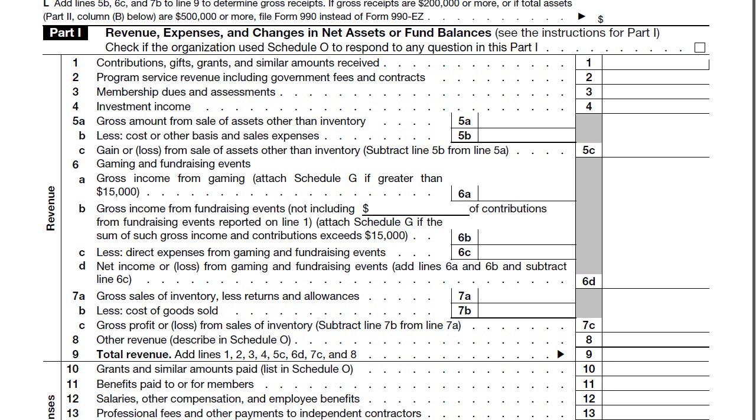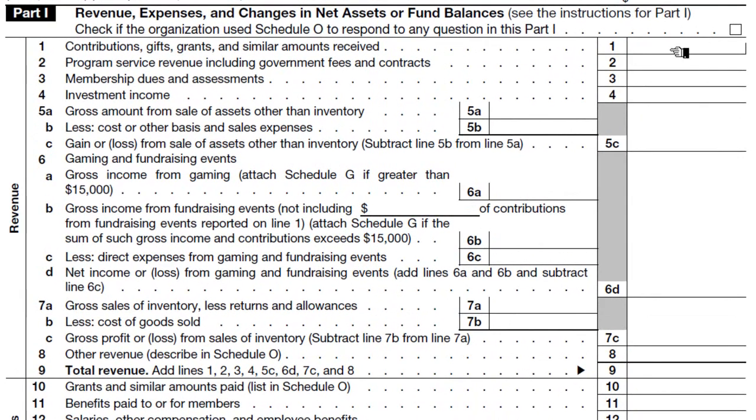Today we're going to talk about the revenue section of Form 990-EZ Part 1, Page 1. In order to fill out the form, you will have to have some sort of a report summarizing your accounting transactions. I'm assuming that you would have that either from Excel or Quicken or QuickBooks, something like that, which I'll talk about in a different video. But let's start with line 1, contributions, gifts, grants, and similar amounts received.